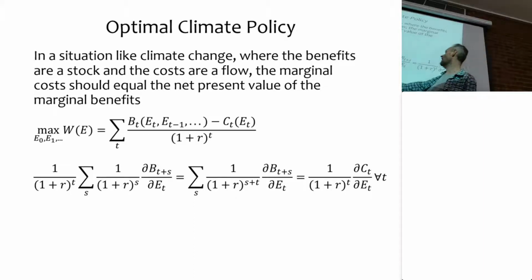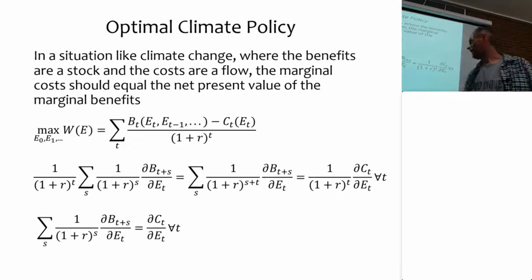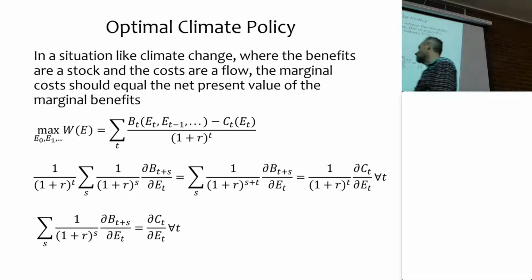Now what you see here is 1 plus r to the power s plus t, which is of course equal to 1 plus r to the power s times 1 plus r to the power t. Now the t doesn't change, so you can bring that in front of the equation. And then we have 1 plus r to the power t here, and we have 1 plus r to the power t here. So that is good. And that drops out, and what we have is that the marginal costs of emission reduction at time t should equal the marginal benefits from that point t onwards into the indefinite future. And that is the term that you see displayed here.